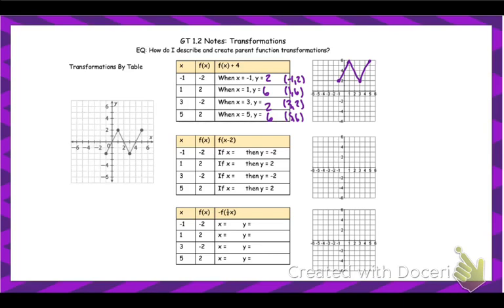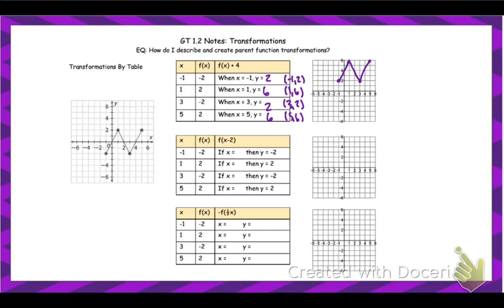This is the one that throws some people off because your horizontal stuff tends to be backwards. What's happening here? We are not changing f of x in any way. What this says is f of x minus 2. So for the x value of negative 1, if I plug in negative 1 for x, I'm not actually doing f of negative 1 anymore. I'd be doing f of negative 3. I don't know what f of negative 3 is. It's not given.